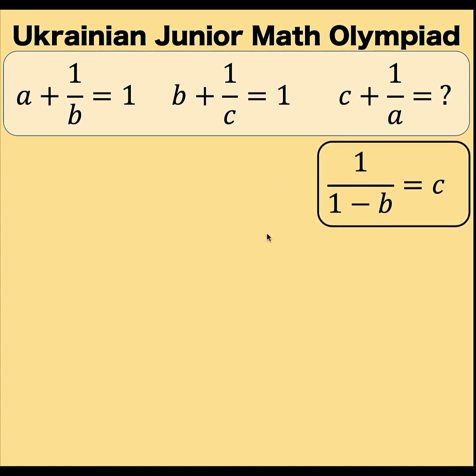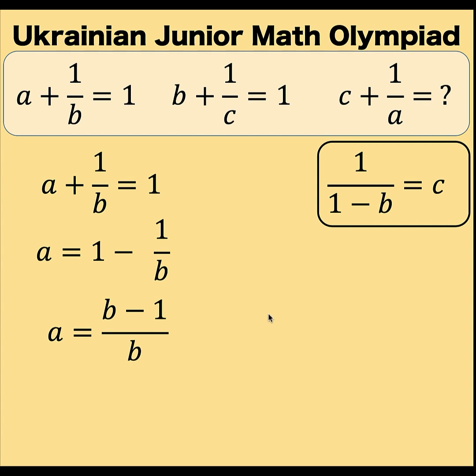Next, we want to find the expression for 1 over a. And the first equation here has the variable a. So let's copy that equation, and then let's isolate a at the left side of the equation by subtracting 1 over b. Then we can write the right side as one fraction. Now, our goal is to get the value of 1 over a. But what we have here is simply a.